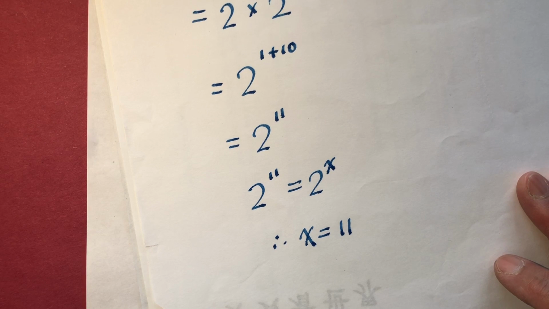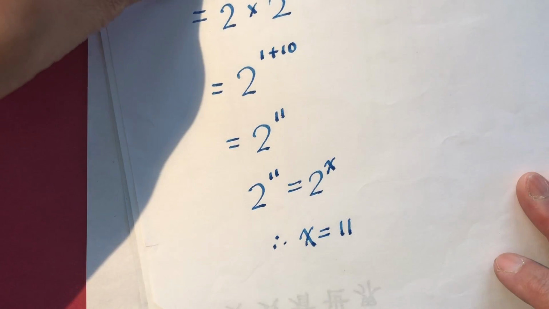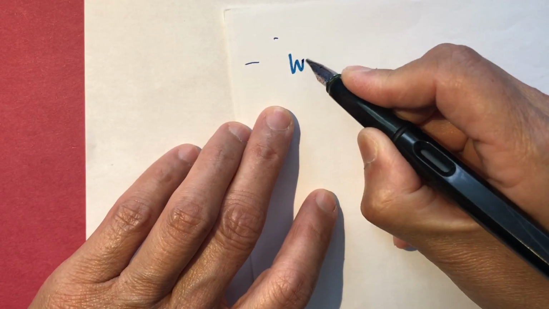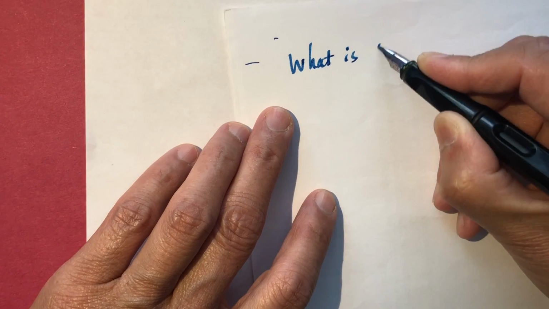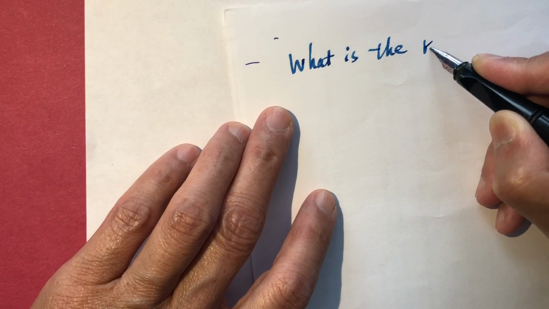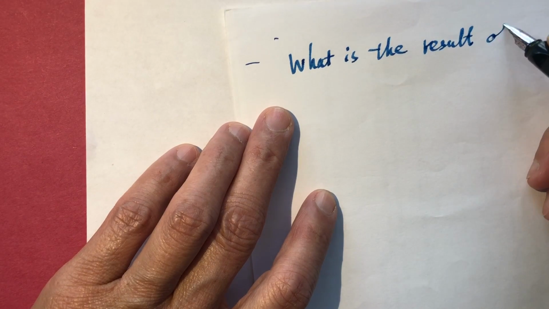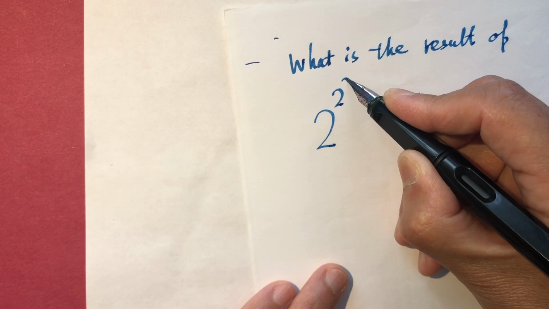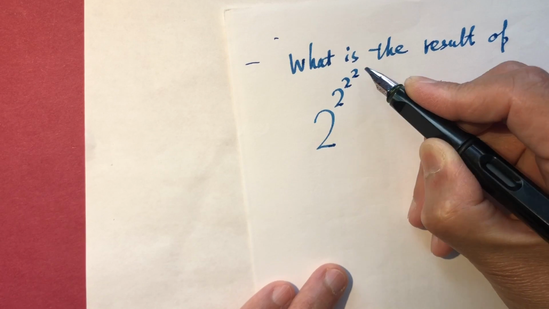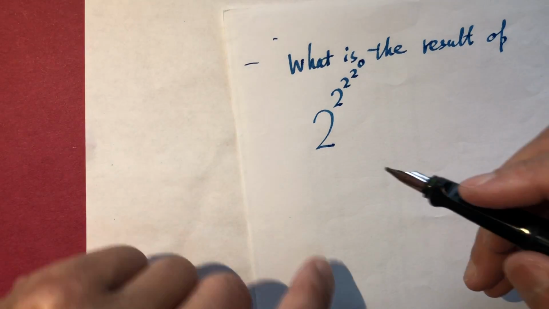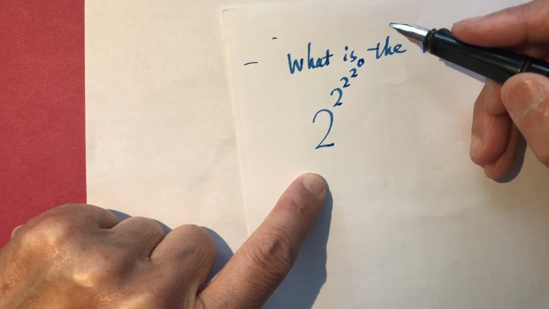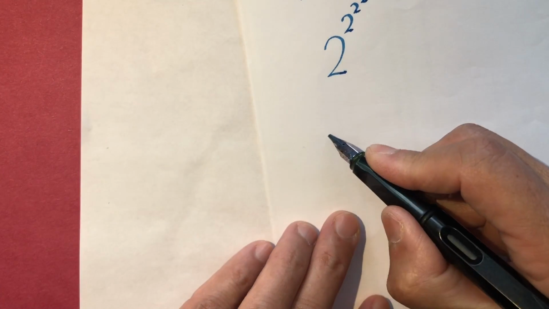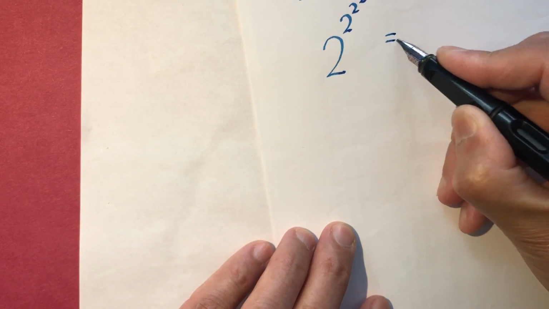Here is another problem, quite interesting. Okay, what is the result of 2 to the power of 2 to the power of 2 to the power of 2 to the power of 0? It just keeps growing up.